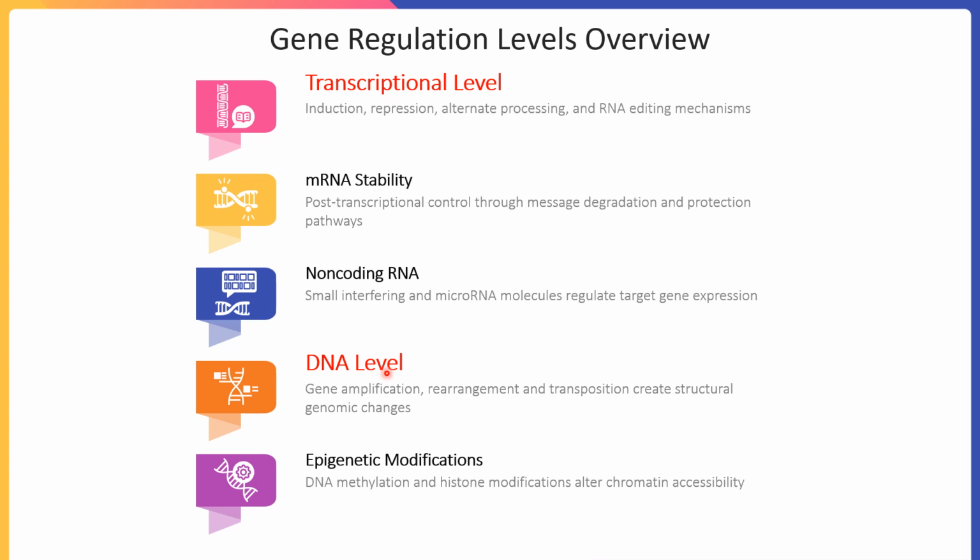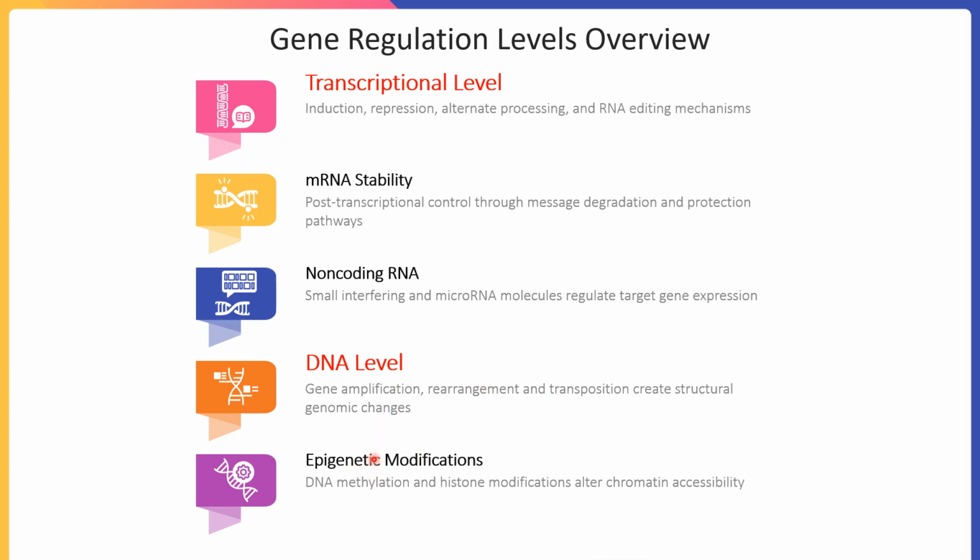Whereas we can do even at the level of DNA. That is, we can amplify the gene, we can rearrange the gene, or we can do some transposition. So these changes occur in the body. Either the gene can be amplified or rearranged based on the need of the body. So these are the changes which are happening at the DNA level, that is at the DNA sequence level before the transcription.